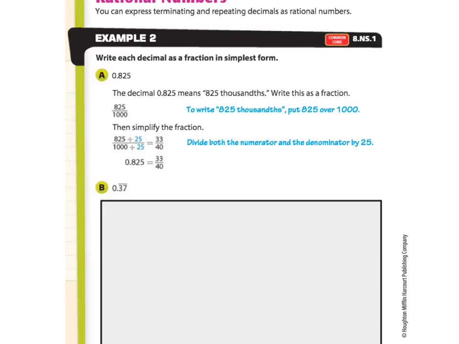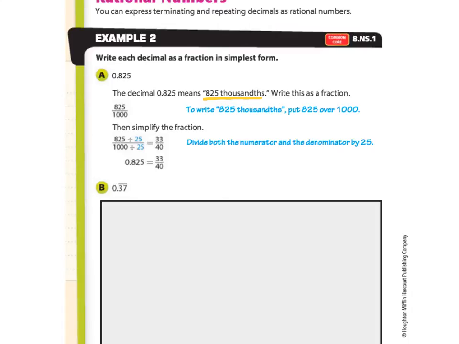This next one asks us to write the decimals as a fraction in simplest form. Letter A, let's look at it. 0.825 is 825 thousandths. We've been asked to write it as a fraction, so let's say 825 over 1,000, just like 825 thousandths. Then we simplify. We know they're both divisible by 25, and we come up with 33 over 40.